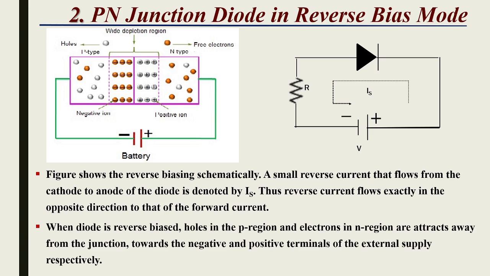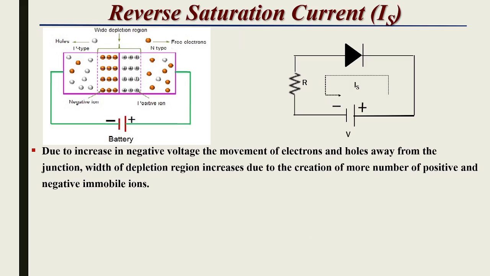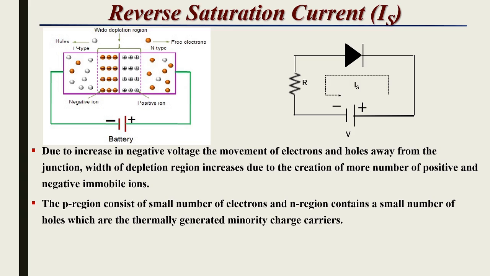And when the diode is reverse biased, holes in the P region and electrons in the N region are attracted away from the junction towards the negative and positive terminals of the external supply respectively. So here we know that opposite charges attract each other. So the negatively charged electrons are attracted towards the positive terminal of the battery, and the positively charged holes are attracted towards the negative terminal of the battery. Because of this, due to increase in negative voltage, the movement of electrons and holes away from the junction will increase. So the width of the depletion region increases due to the creation of more positive and negative immobile ions. So the P region consists of a small number of electrons and the N region consists of a small number of holes, which are the thermally generated minority charge carriers.